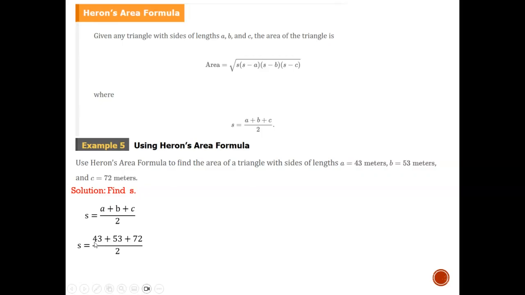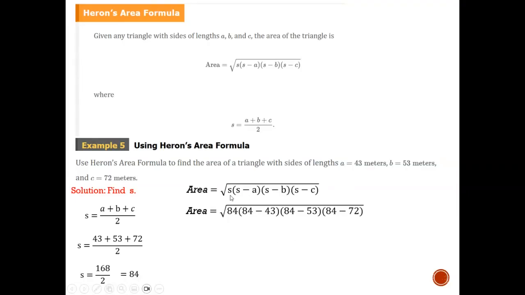My A, B, and C values, 43, 53, 72 all over 2, which is 84. 168 over 2 is 84. So that's my S value. So now I can plug everything into this formula, my area. Here's the formula again, and here's everything. S is 84. Then you're going to do 84 times my A value, 84 times the other side length B, and then 84 times C.